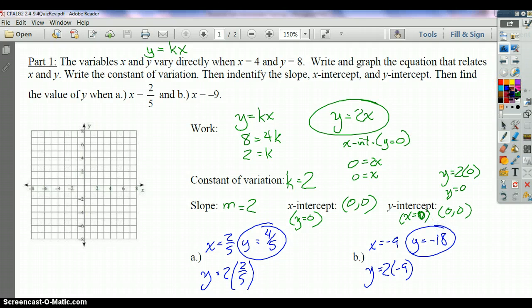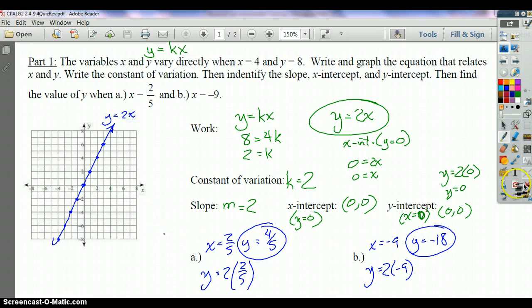All we have to do now is graph it. So 0, 0 is the chart. Then we have a slope of 2. All right, and here we go. So connect my points. There's my direct variation for y equals 2x. Okay, hope you guys are doing well.